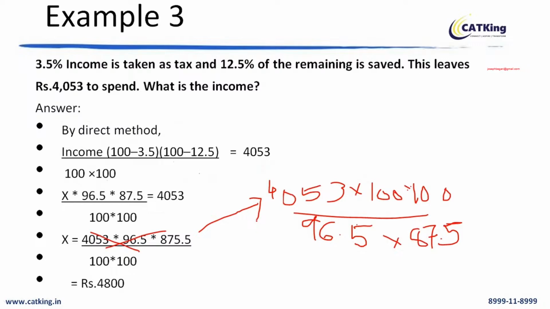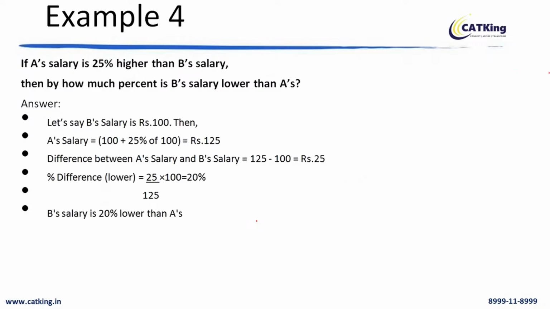Okay, so we'll solve this next question. Now this is a pretty simple question, so instead of doing this step by step, we'll do this together. So if A's salary is 25% higher than B's salary, then by how much percent is B's salary lower than A's? Okay, the answer is not 25.